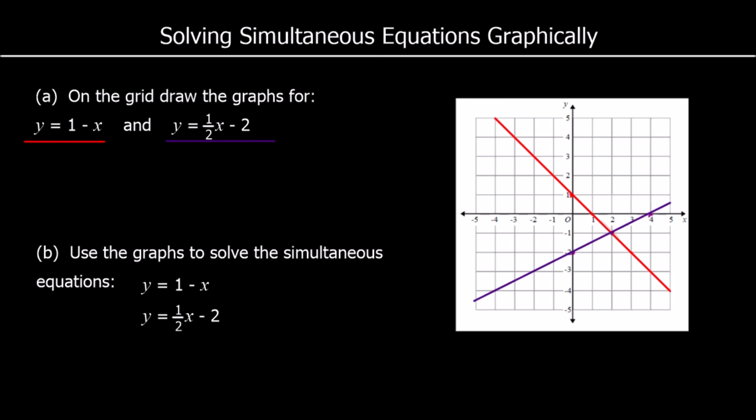So use the graphs to solve the simultaneous equations. So the intersection is a solution to the simultaneous equations. So that's at 2, negative 1. So x equals 2, y equals negative 1. And to check your answer, you could substitute these values into both of these equations.